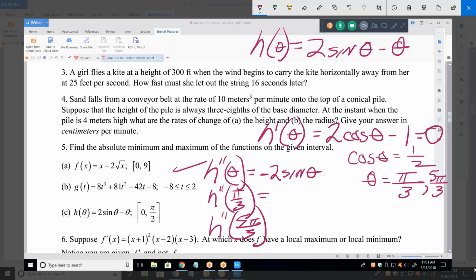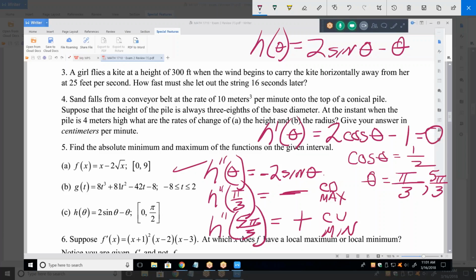What's the sign of pi over 3? It's positive, right? And then multiplying it by a -2, so that's definitely negative. What's the sign of 5 pi over 3? Negative times a negative, so that's going to be positive. Negative means concave down, which means maximum. Positive means concave up, which means minimum.